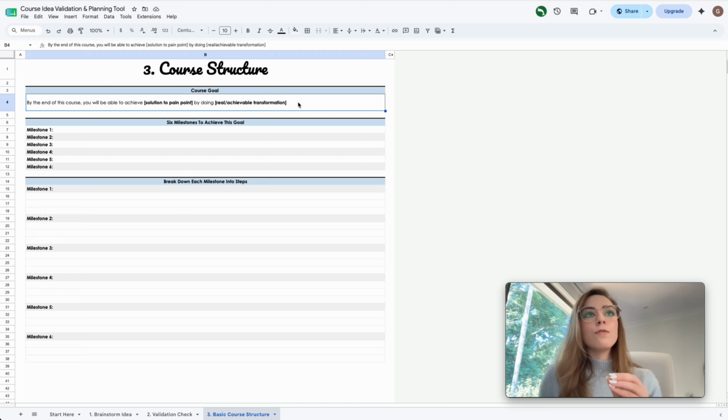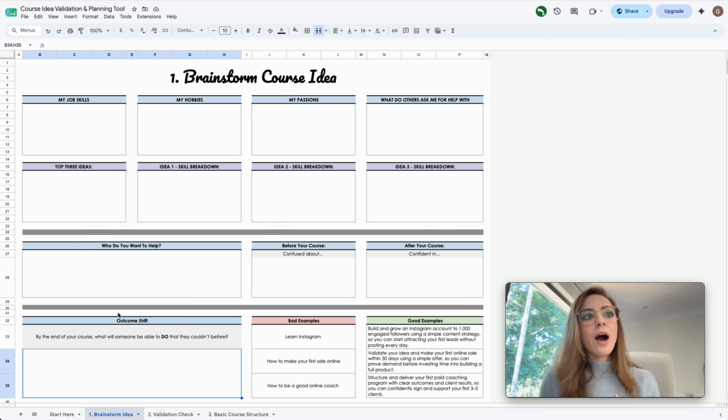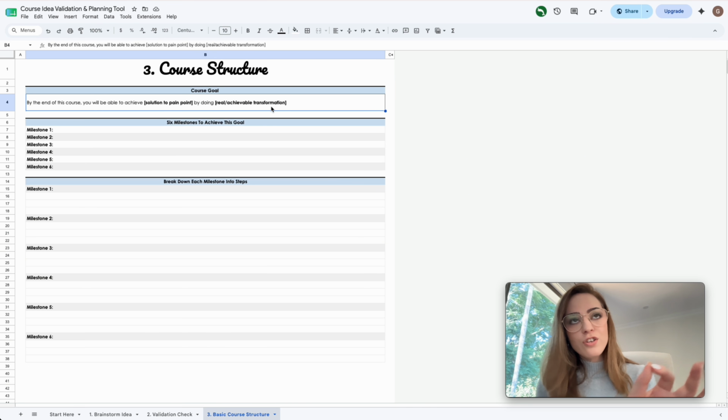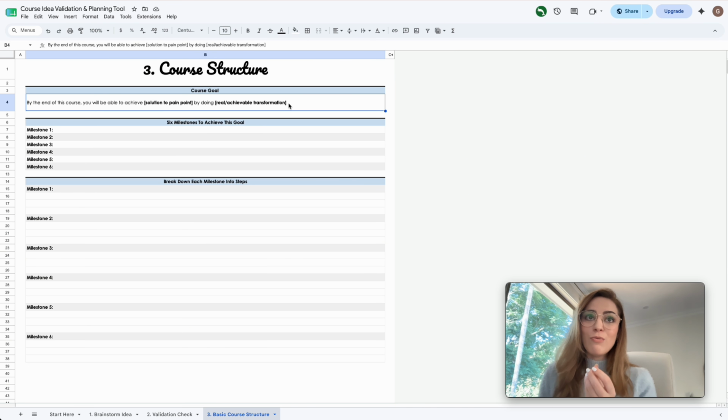So for your overall course goal here, you're going to take what you have written in your outcome shift and you're going to develop it into this structured sentence here. So by the end of the course, you'll be able to put in your pain point by doing, and then your achievable transformation that's actually realistic.